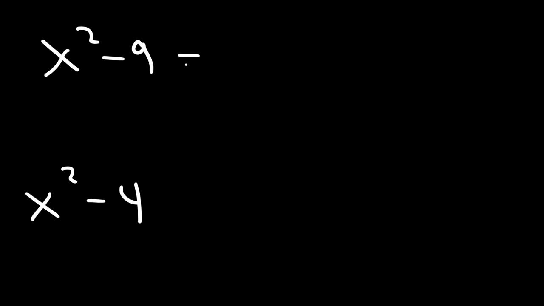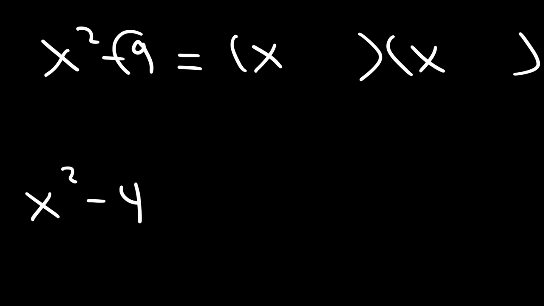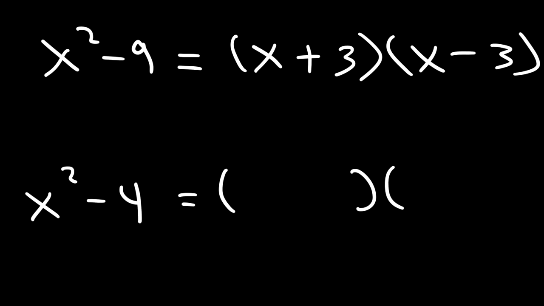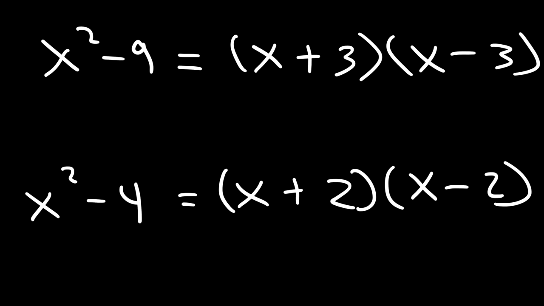Based on that, let's work on these two examples. Go ahead and factor x squared minus 9 and x squared minus 4. The quick way to do this is to find the square root of x squared, which will be x, and the square root of 9, which will be 3. One will be positive and the other will be negative, and that's it. For this one, the square root of x squared will still be the same, and the square root of 4 is 2. So our answer is going to be x plus 2 times x minus 2.